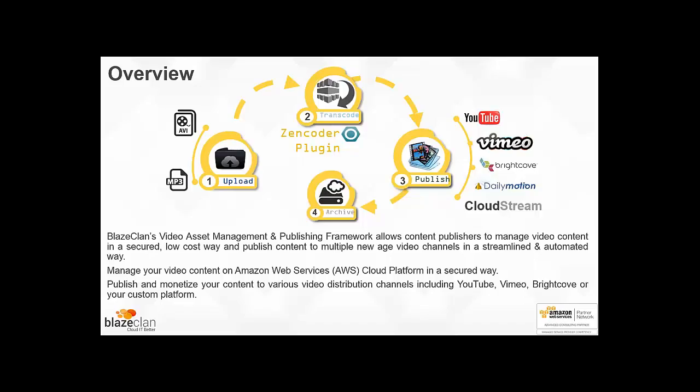Once I transcode it, how do I publish it? As a media company, I'm sure you will want to publish it to various channels. You could want to publish it to YouTube, to Vimeo, to Brightcove, Dailymotion, to an Apple TV or to a Samsung Play Store, right? The channels could be endless. So how do I make sure that once I have my media on cloud and my asset management on cloud, it is flexible for me to publish it to various platforms? It could be your own video on demand, or it could be our own. We'll also talk about CloudStream, which is a video on demand service by BlazeClan, right? So how do I publish it? That is what the entire story is all about.